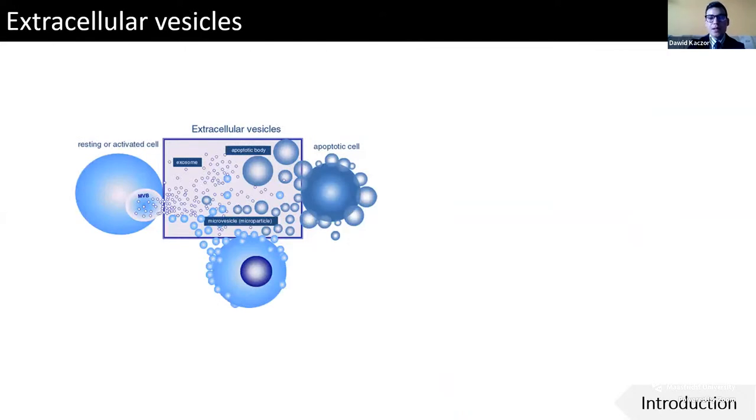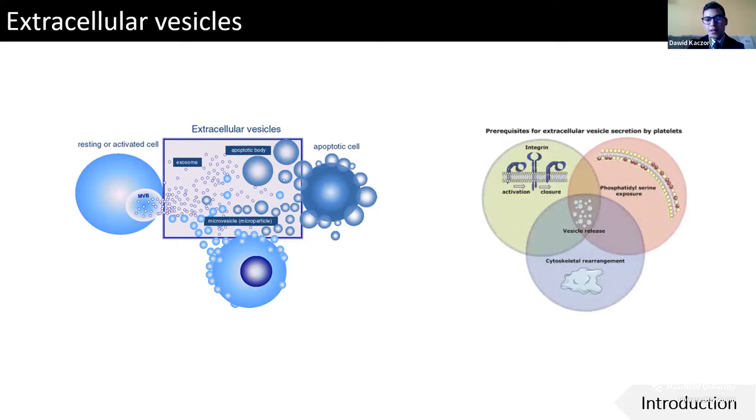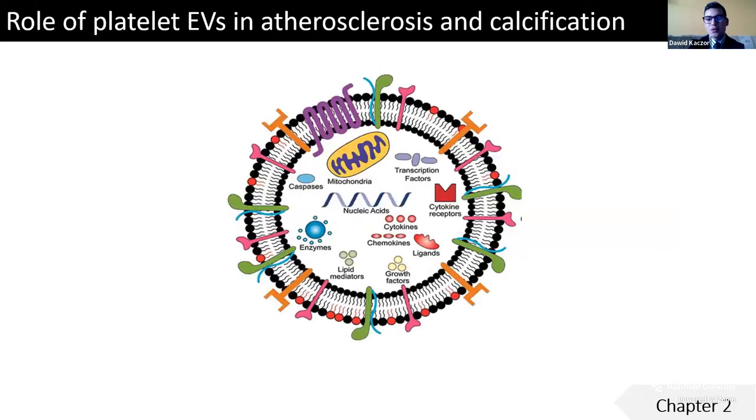Extracellular vesicles play an important role in cell-to-cell communication in physiological and pathological conditions. Current nomenclature distinguishes three populations of EVs based on size: exosomes, microvesicles, and apoptotic bodies, which differ in content and type of secretion. In particular, the secretion of EVs by platelets requires three key elements: integrin activation, phosphatidylserine exposure, and cytoskeletal rearrangements. Increased platelet EV levels have been shown in various cardiovascular diseases.